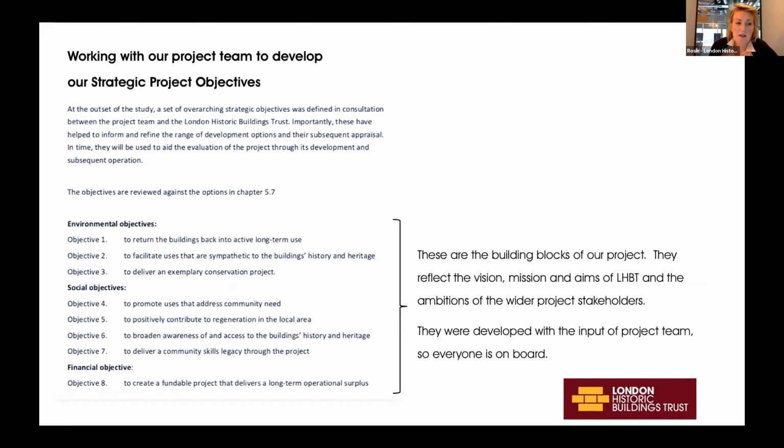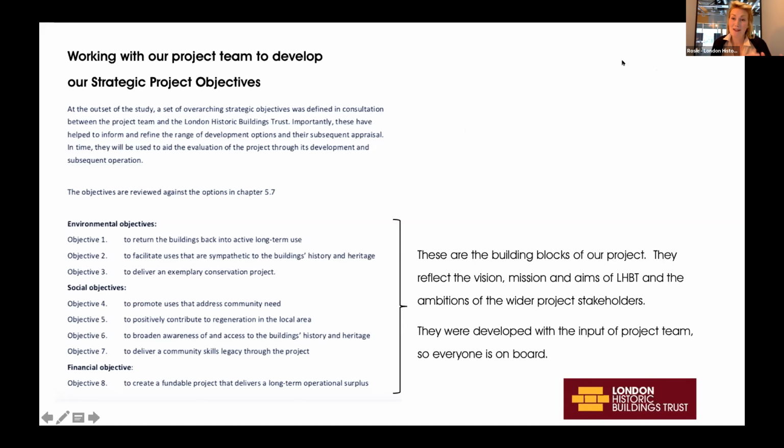So we looked at our environmental objectives, and that was to return the buildings back into active long-term use, to facilitate uses that are sympathetic to the building's history and heritage, and to deliver an exemplary conservation project. Our social objectives were to promote uses that address community needs, to positively contribute to regeneration in the local area, to broaden awareness of and access to the building's history and heritage, and to deliver a community skills legacy through the project. And our financial objective was to create a fundable project that delivers a long-term operational surplus, i.e. a robust business plan.